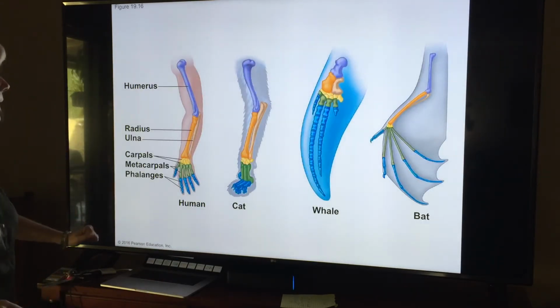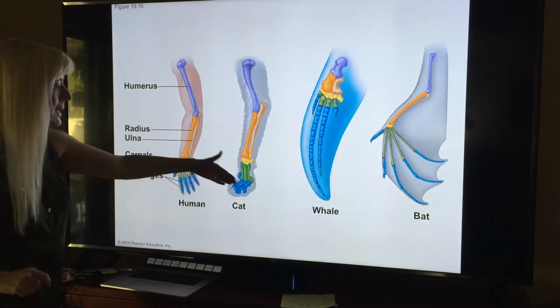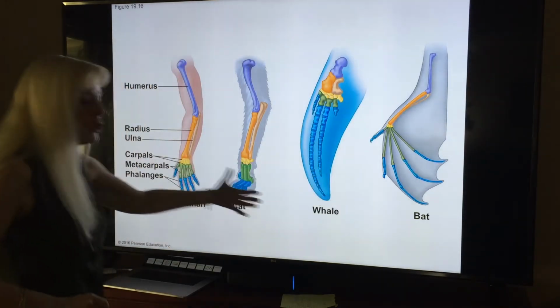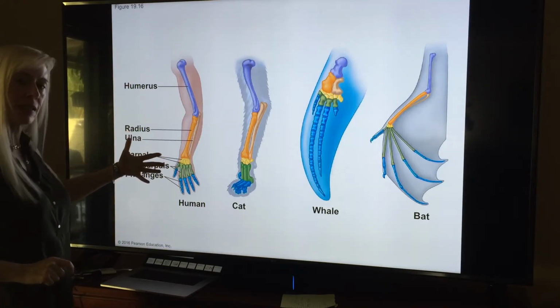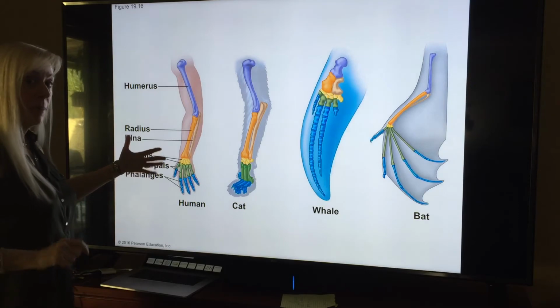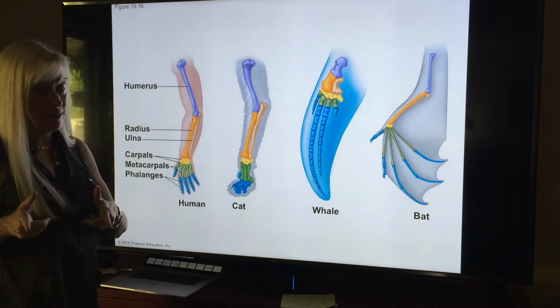Humerus, radius, ulna: human, cat, whale, bat. I know they're all mammals. All mammals, all having the same bones. Big, huge coincidence? Probably not.